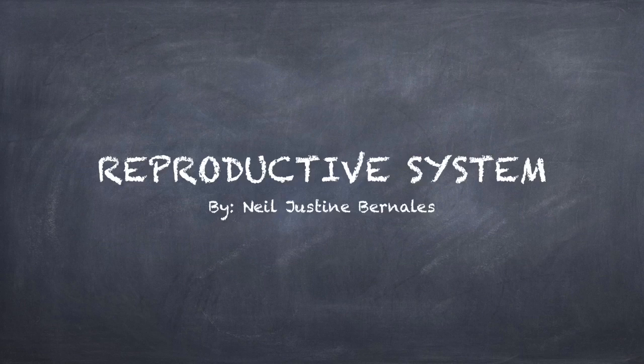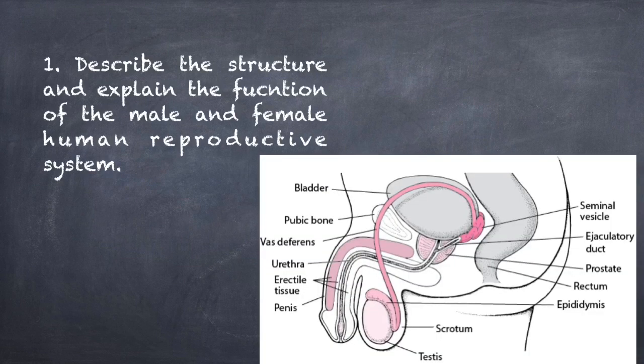And in here I will be answering the questions that were given to us by our teacher. For the first question, describe the structure and explain the function of the male and female human reproductive system. So first off, let's start with the male reproductive system.